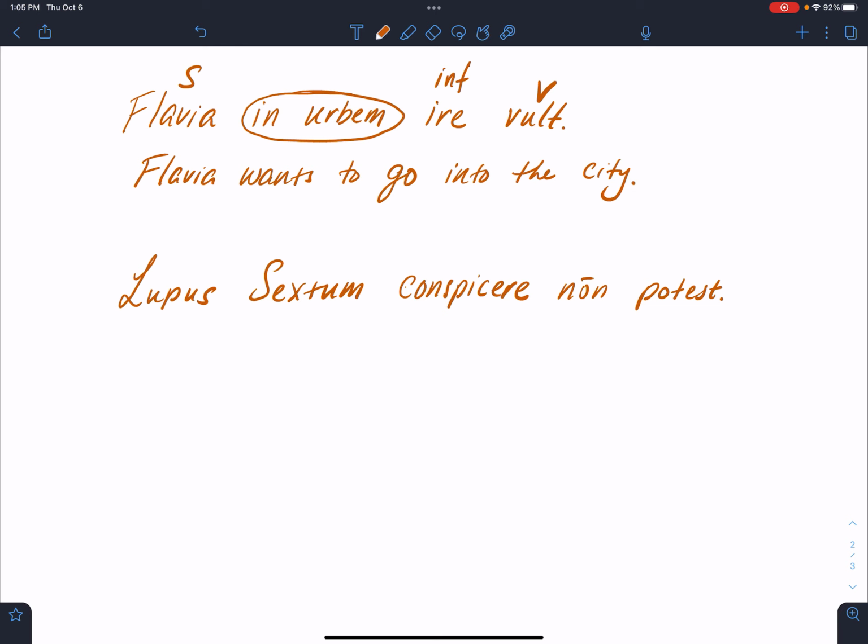I actually don't remember if you've learned this. You might not have. No, we have. It means to catch sight of. Oh wait, that was chapter 4's vocab. Yeah, conspicio, conspicere, conspexi, conspectus, to catch sight of.